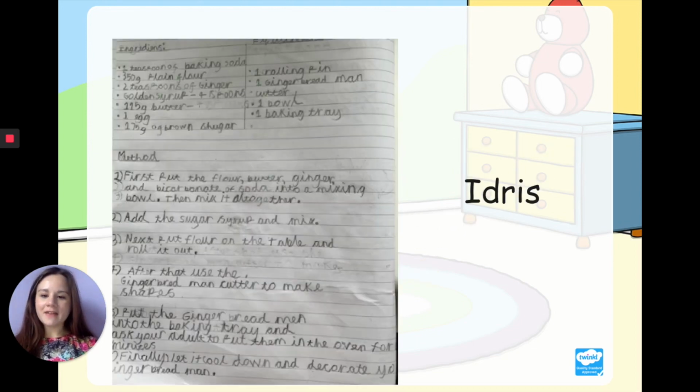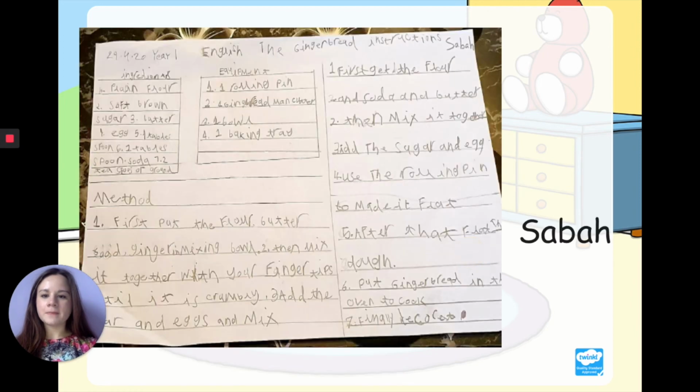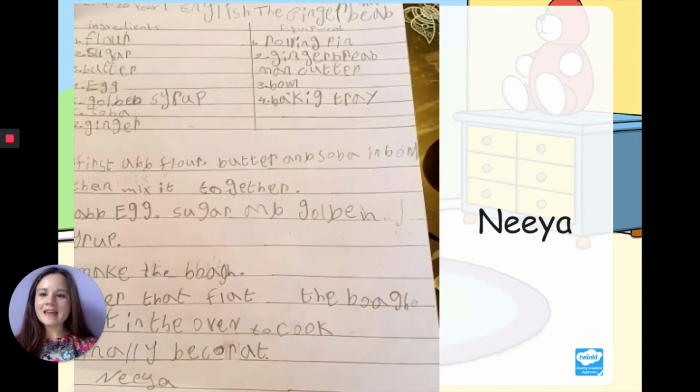Now today we have Idris's work. Idris has put in so much effort to make his gingerbread man recipe. I can see his bossy imperative verbs, well done, and his time connectives and his ingredients, equipment and method. Well done, Idris, this is amazing. And Saba's instructions and recipe for making gingerbread men. Well done, Saba. I can see my time connectives in there and the bossy words. And Nia has been working really hard on improving her handwriting. Well done, Nia. It looks brilliant.